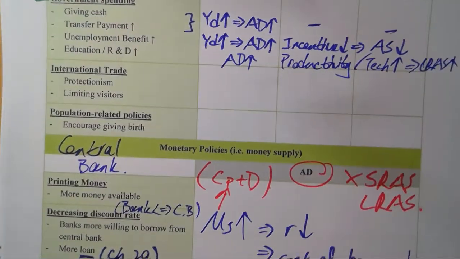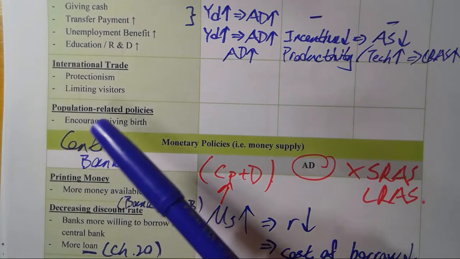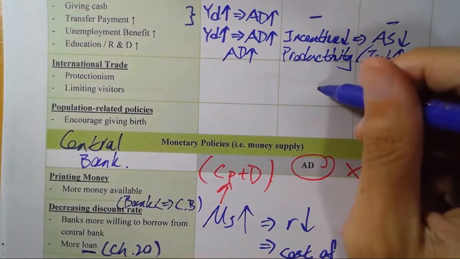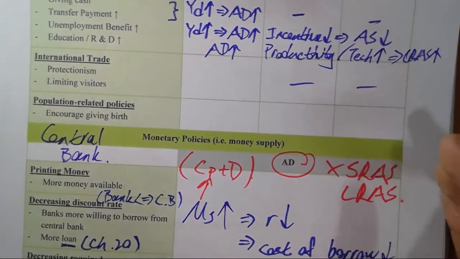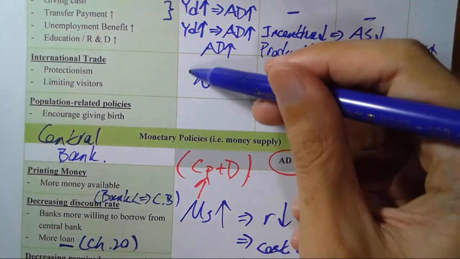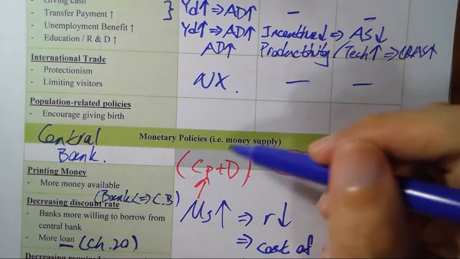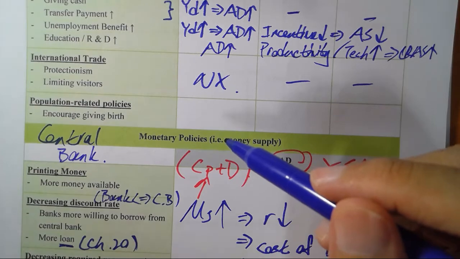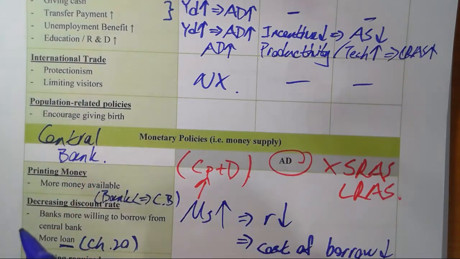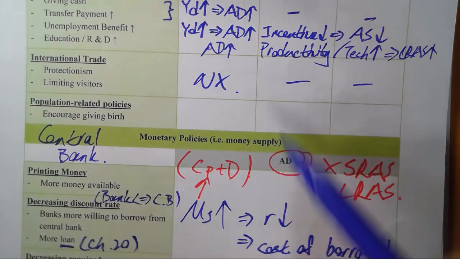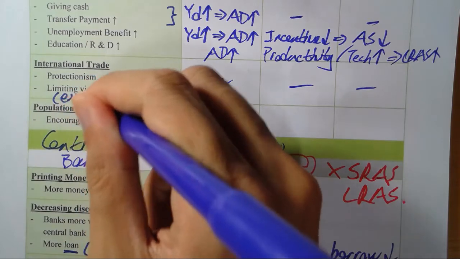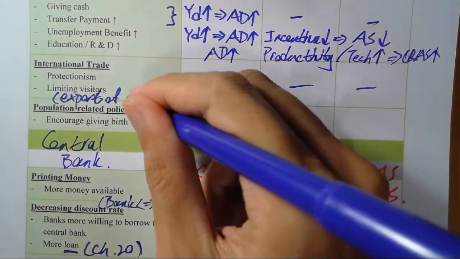Now, don't worry. As we go to the question, you will understand what I mean. Now, finally, we have some international trade. For example, protectionism, limiting visitors. Those will not affect SRAS and LRAS, and only affect NX. Okay, so you just see whether NX increases or decreases. Then you see whether AD would increase or decrease. It's a classic exam question, right? For example, limiting visitors makes NX decrease. Okay, because visitors, this is an export of service.